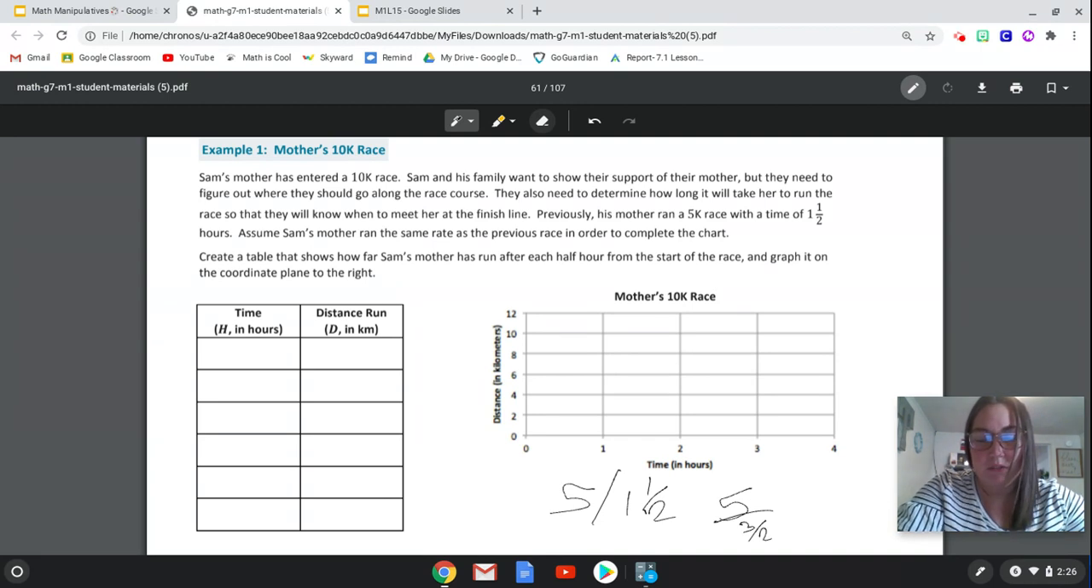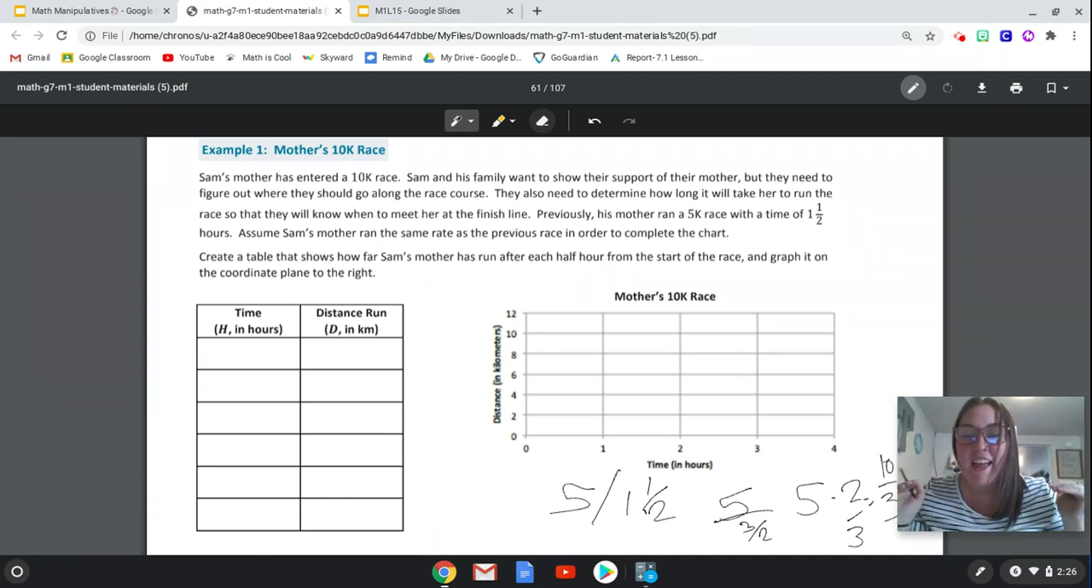I see division of a fraction. So I multiply by the reciprocal. 5 times 2/3 equals 10 thirds. Okay, my constant is 10 thirds. I can do this now.